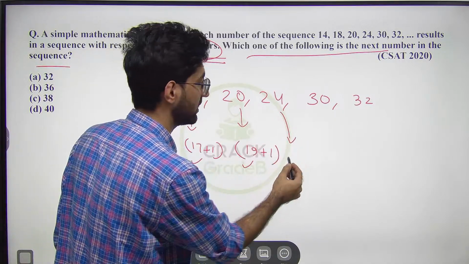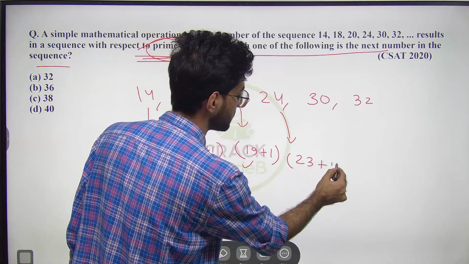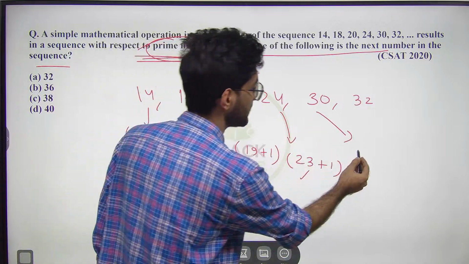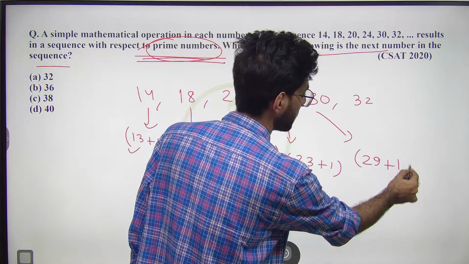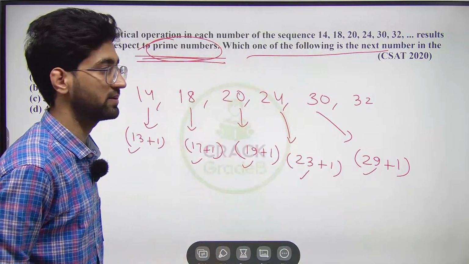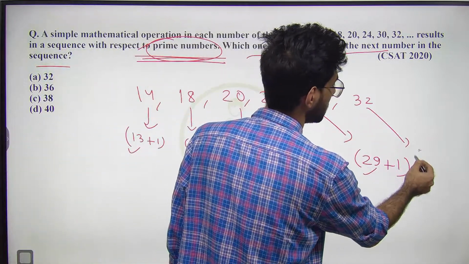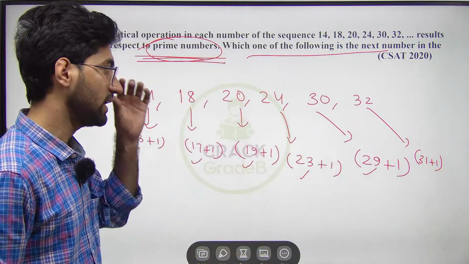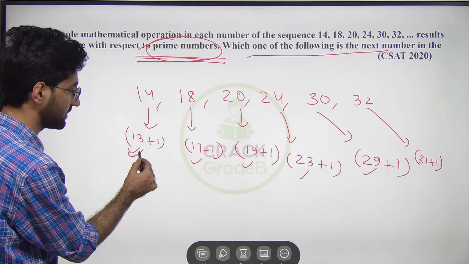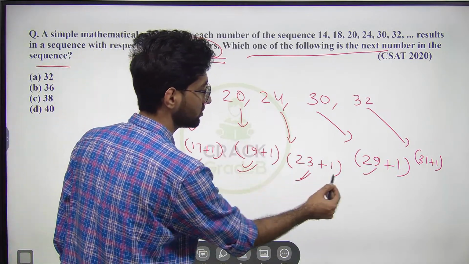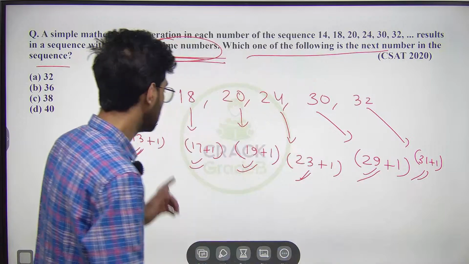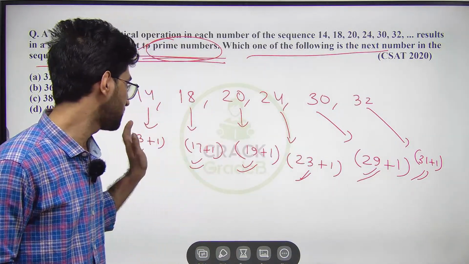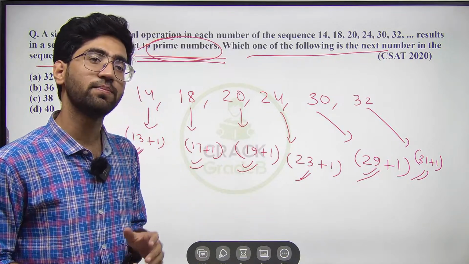Similarly, if you look at 24, this is 23 plus 1. 23 is also a prime number. If you look at 30, 30 is also 29 plus 1. And 29 is also a prime number. Now, if you look at 32, this is 31 plus 1. 31 is also a prime number, right? Now, if you look at these prime numbers 13, 17, 19, 23, 29 and 31, these prime numbers are consecutive prime numbers.